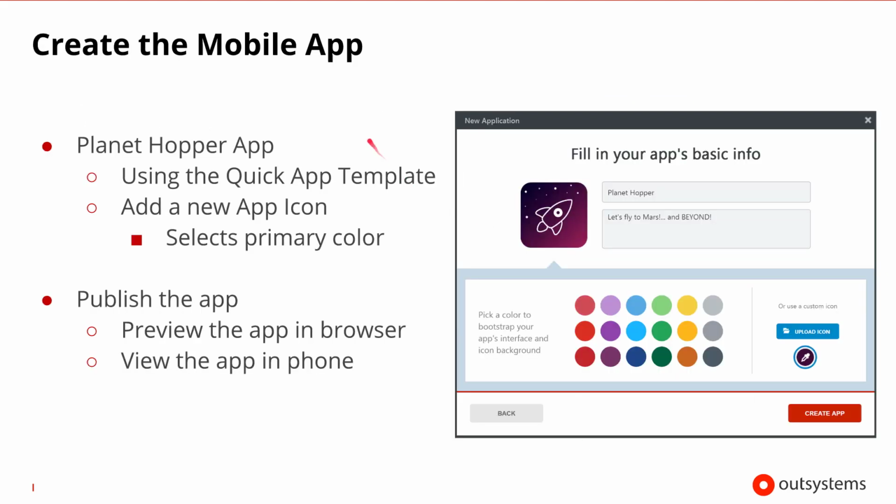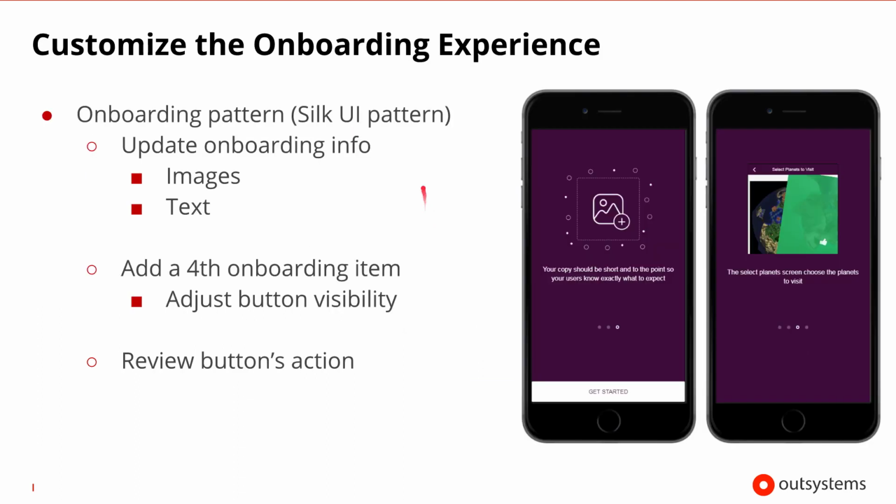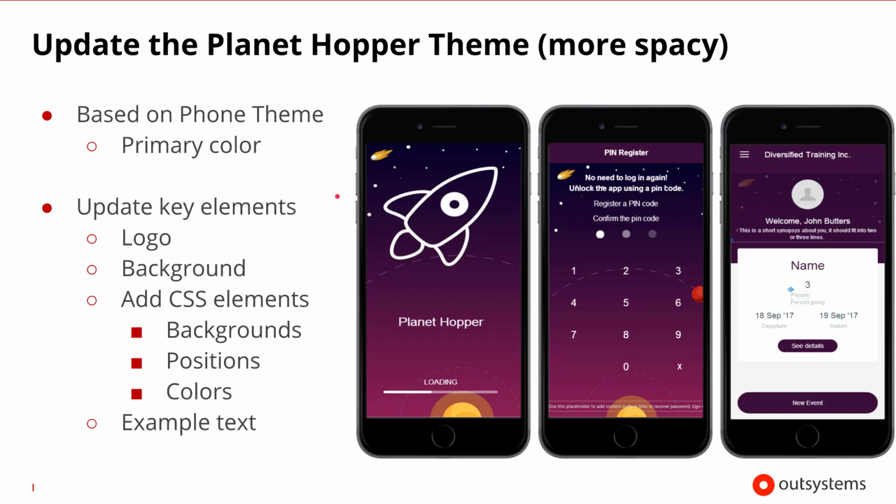So once we have the template downloaded and we have OutSystems Now working on the phone, we'll jump right into building the app. So we'll start creating the mobile app by defining some parameters and some icons, and then we'll come in and begin editing the things that are there. One of the things that is available is an onboarding experience to show people how our app is going to work, and we'll customize that onboarding experience. Then we'll update the overall look and feel to try to make it as spacey as possible.